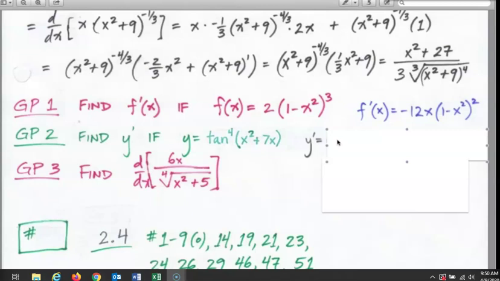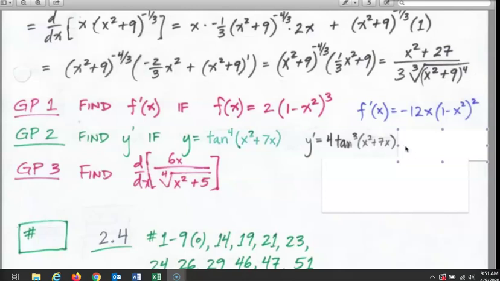You're going to bring the 4 in front, so it has 4 times the tangent of all of that to the 3rd power. That's the outside function times all of this raised to the 3rd power, but we know we can put the cube right here. So again, all of this really looks like something to the 4th. What's the derivative of that? Bring the 4 in front, leave the inside part the same, raised to the 3rd.